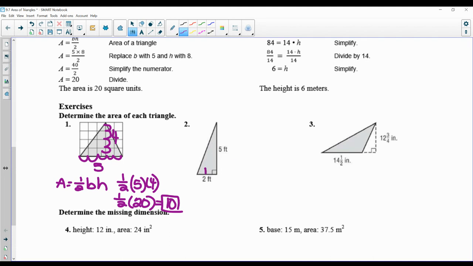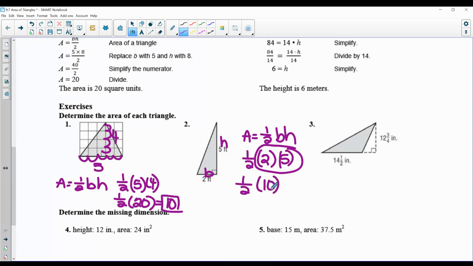This one, they already gave you the base and the height. So this would be 1/2 base times height. The base is 2, the height is 5. Remember, we can multiply the ones at the end. 2 times 5 is 10, and half of 10 is 5.